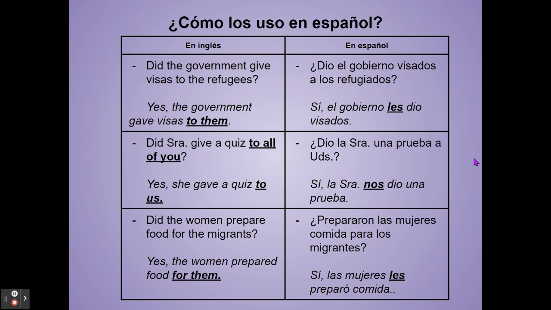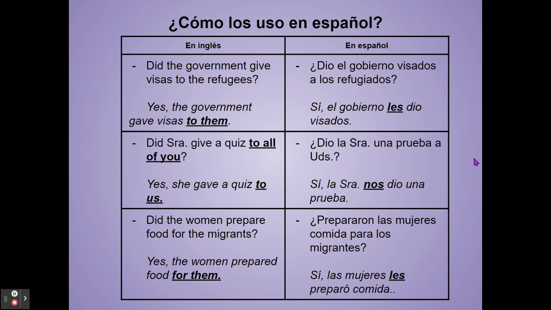Ahora tenemos una comparación de inglés y español y van a ver que, bueno, típicamente ponemos los pronombres de objeto indirecto en el mismo lugar, ¿sí? Que usamos para los objetos directos. Okay. So empezamos con, en inglés, did the government give visas to the refugees? Dio el gobierno visados a los refugiados, so to the refugees, and a los refugiados being your indirect objects.